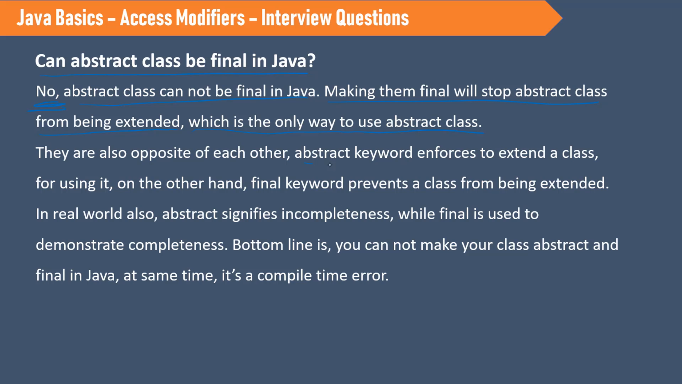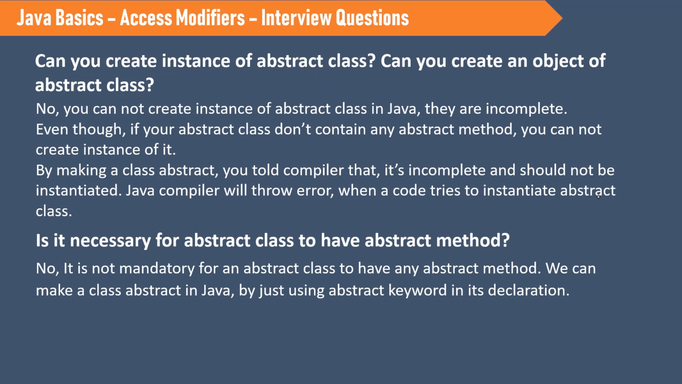So if we see it in other terms, abstract class enforces to extend a class for using it. On the other hand, final keyword prevents a class from being extended. Next question is, can you create an instance of abstract class? Can you create an object of abstract class?